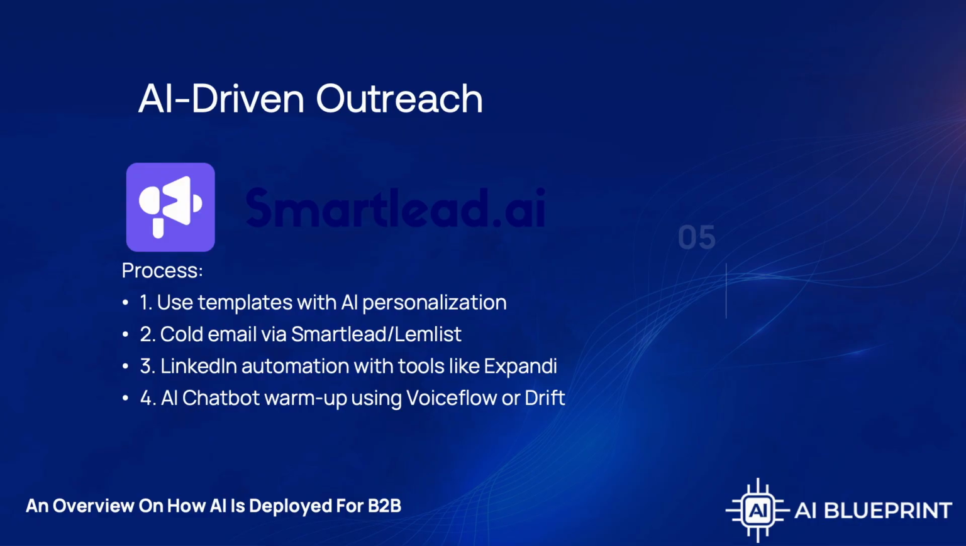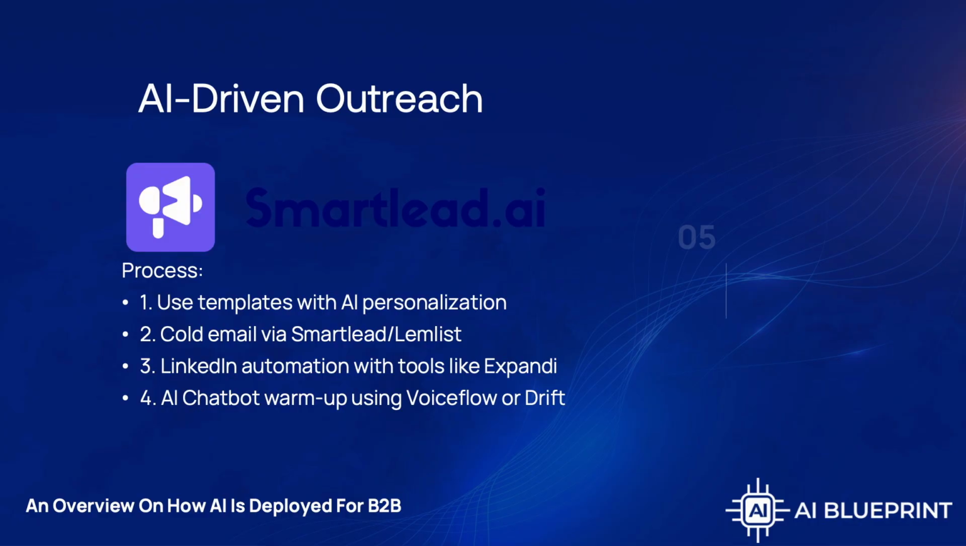We then have AI-driven outreach, and we can use a piece of software called SmartLead.ai and SmartLead or Lemlist. These will basically contact the people, automated for you. So you'll create a template and you then put AI personalization on it and it will then go in and contact them for you. So you have LinkedIn automation, you can use Expandi, AI chatbot warm up using Voiceflow or Drift.